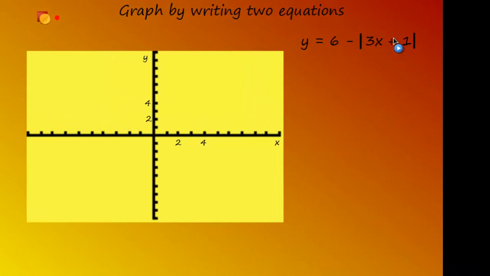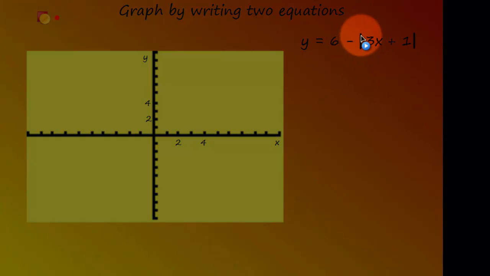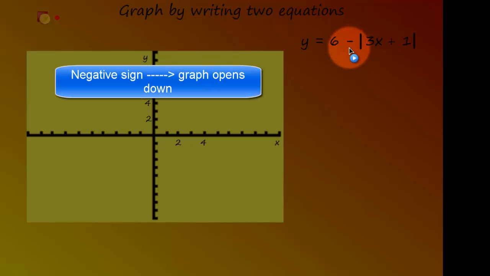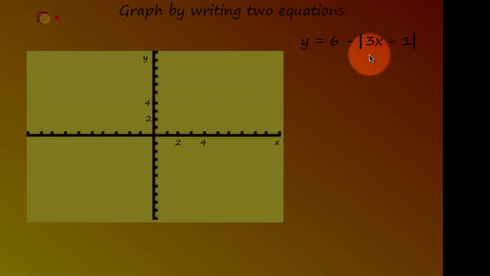Now, the first thing we want to do before we start is to look at what is in front of the absolute value sign. In front of the absolute value, we have a negative sign. That tells me that my absolute value V graph is going to open down. So a negative sign opens down. We want to keep that in mind.